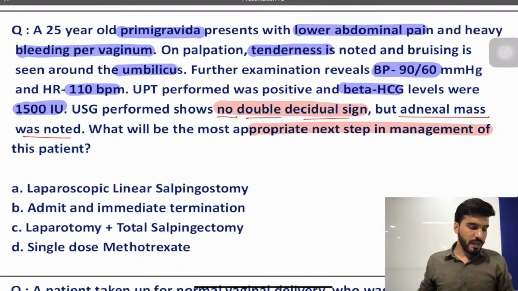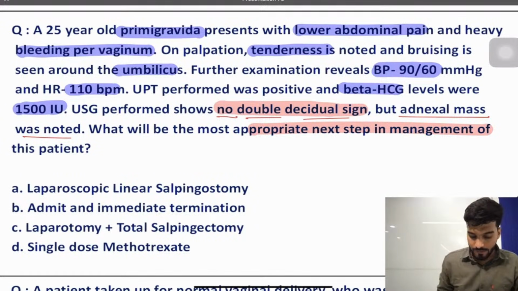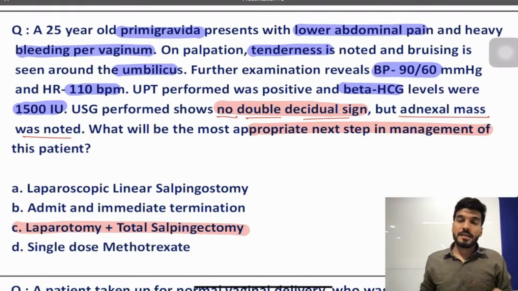Very good. Answer is going to be C. So laparotomy, total salpingectomy. I've already discussed that. The vitals are unstable. You cannot go for the laparoscopic salpingectomy. The answer is going to be laparotomy plus total salpingectomy.